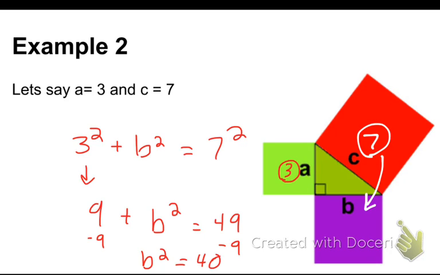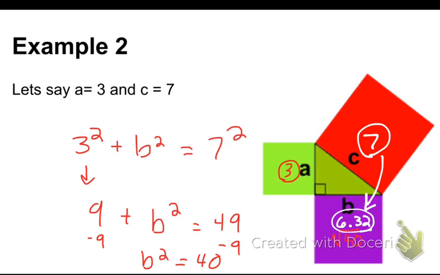All right, now if b squared is 40, if I find the square root of 40, using my handy dandy square root button, square root of 40 gives me approximately 6.32. Okay, and we have our answer. So there you go, ladies and gentlemen. By understanding this equation and how it works, we can find missing legs or missing hypotenuses.